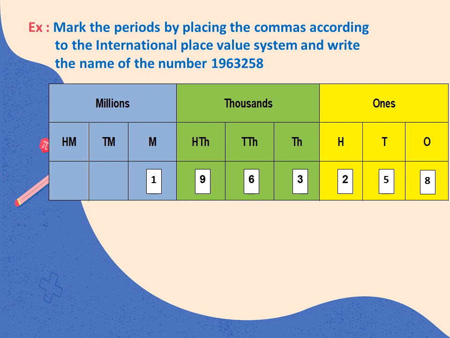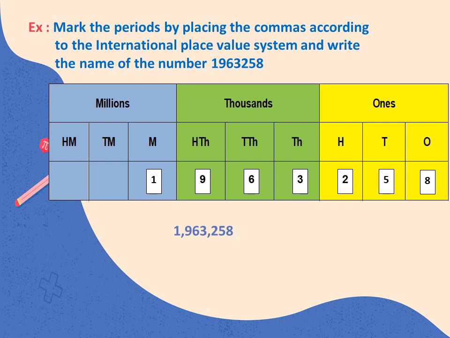So while reading the number, we won't read it as 963. While reading, we will join the digits as 963,000. And for this, 1 million, and for this ones period, 258. And to separate the periods, we put commas. So let's write the number by marking the periods by placing the commas. That is 1,963,258.